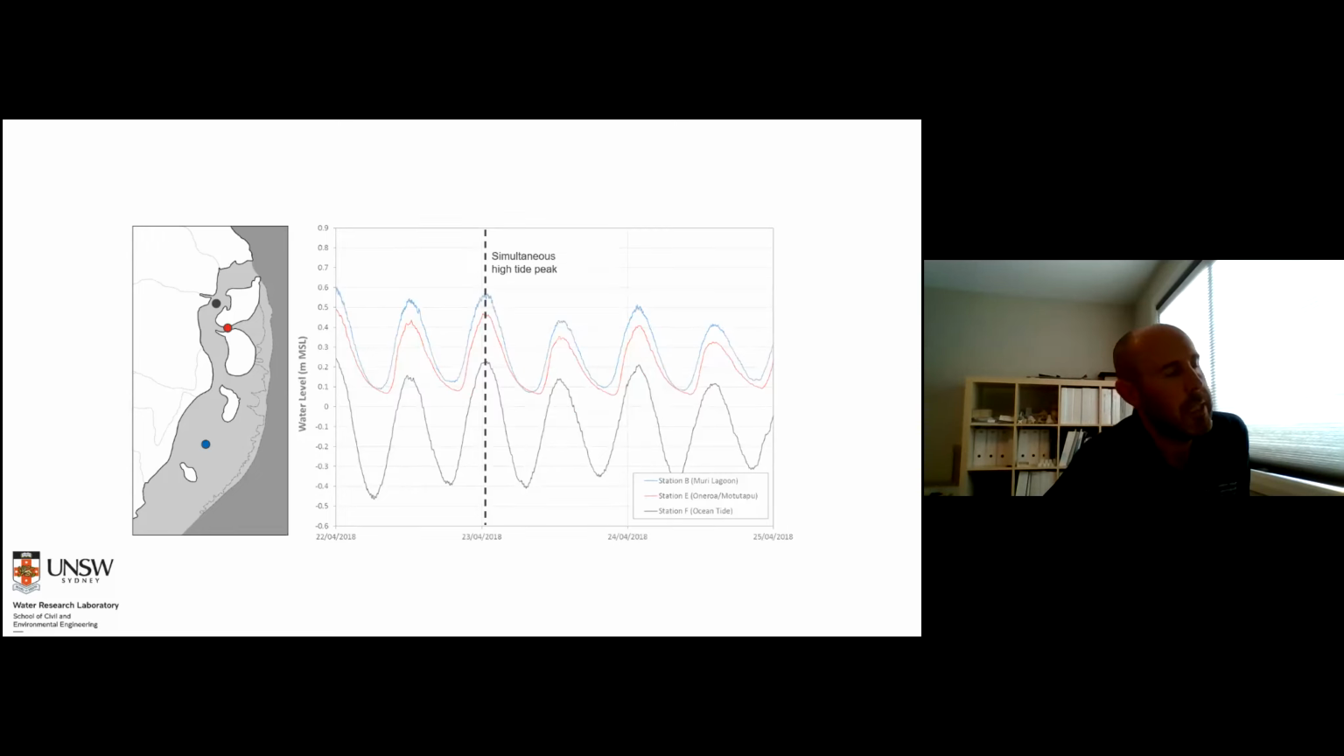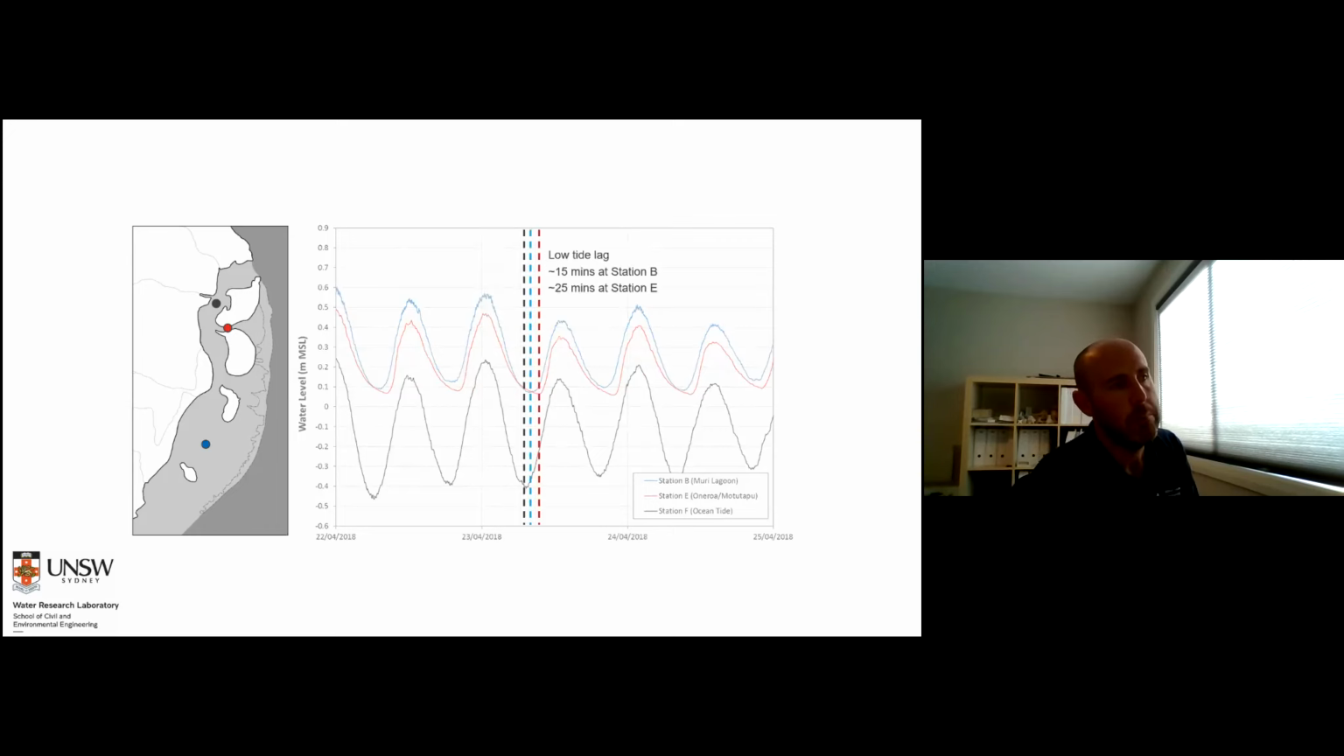When we looked at the phasing of the tides, what we found was that at high tide, the peak occurs simultaneously in the open ocean and within the lagoon. But when we look at the low tide troughs, there's actually a lag, and it varies in the lagoon, but it's somewhere between 15 and 25 minutes at low tide. And that has some really important implications, and we can infer some really important things about that, which I'll go on and talk about in a minute.